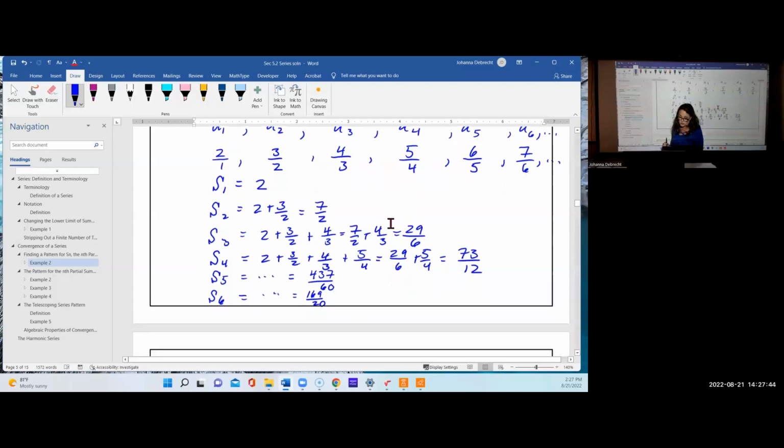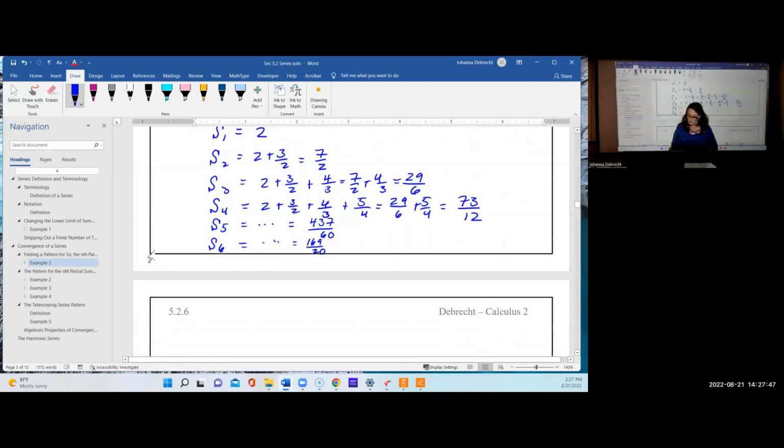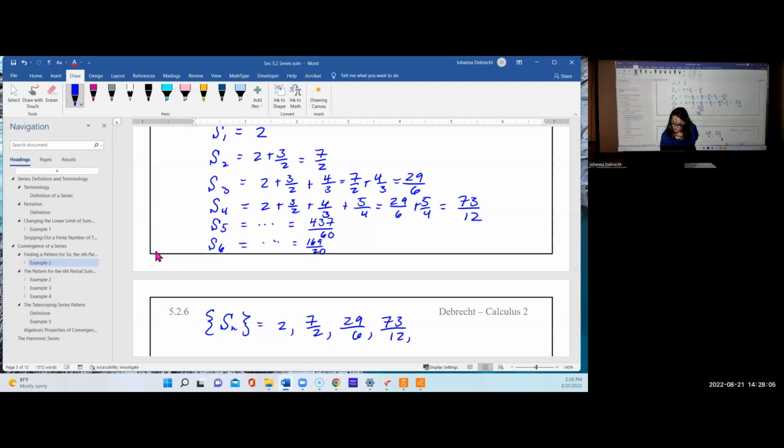Now, this is not the sequence of partial sums. So what does the sequence of partial sums look like? Well, the sequence of partial sums is just the ordered list of each of the partial sums. So 2, then 7 halves, then 29 over 6, then 73 over 12, then 437 over 60, and then 169 over 20, and so on. In order to determine whether or not this converges, we would need some formula. We would need to be able to write S sub n in terms of some formula based on the values that we see here. Not the same formula that generated the original sequence, a separate formula.